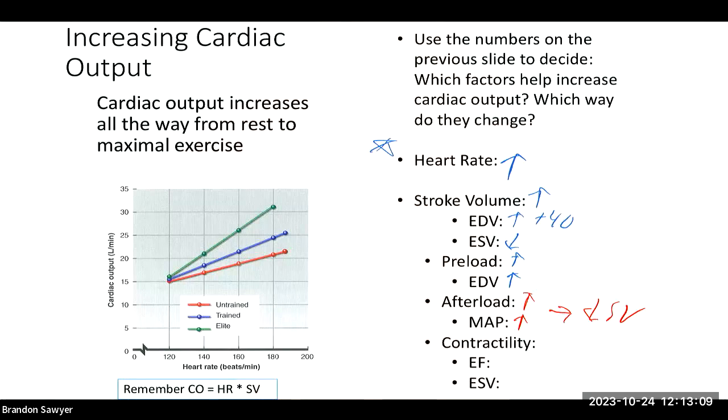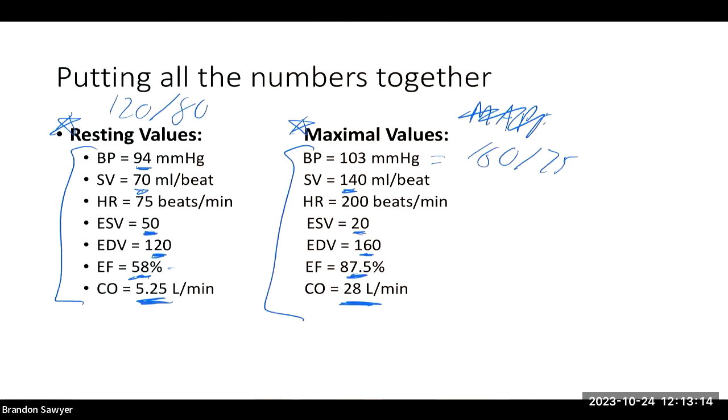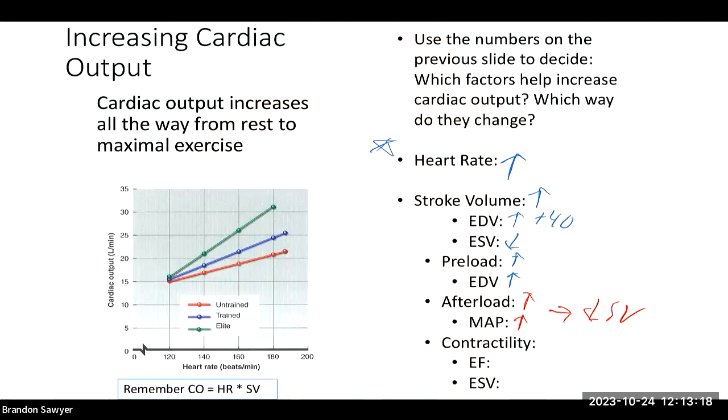Okay, and then we've got contractility. According to ejection fraction, it went up, right? 58 to almost 88. So it went up because ejection fraction went up. We can also see that contractility went up by the change in ESV, right? Again, it went down. Okay. Questions on any of those? Yeah, Andrew?